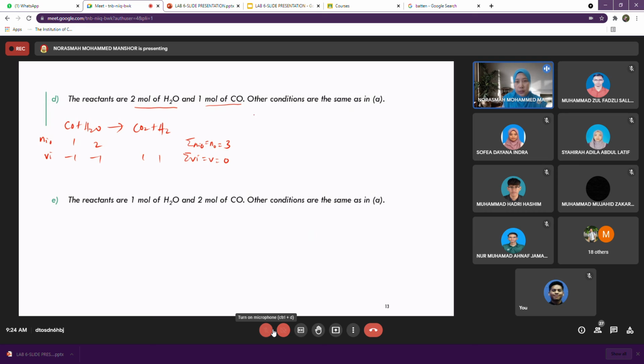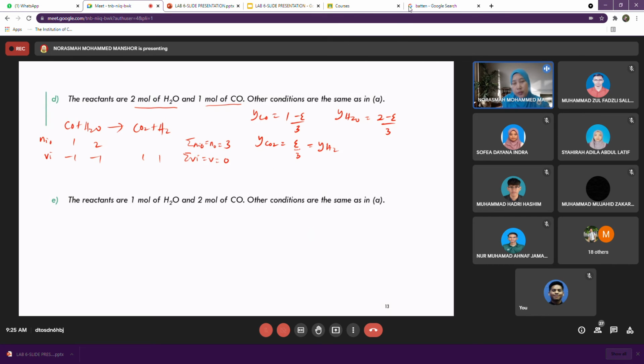Now the expression for YCO jadi 1 minus epsilon over 3. YH2O 2 minus epsilon over 3. YCO2 epsilon over 3 ini sama dengan YH2 pun sama.